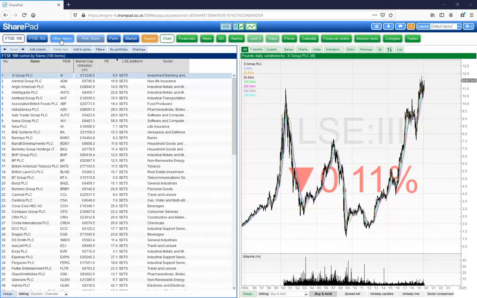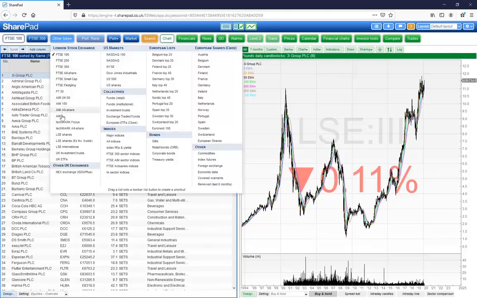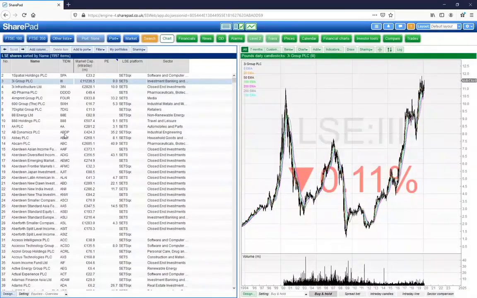So how I use my filters, we go to Other Lists, and I will click LSE Shares. And that brings up all of the shares on the London Stock Exchange available. So we've got 1997. That has dropped in recent months. It was 2300 I believe last year.